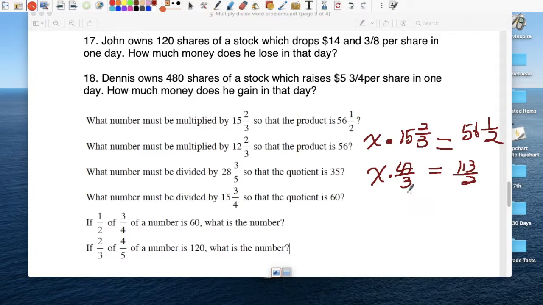So now, how do we isolate this? Remember when we were doing one-step equations last year? So we want to divide this by 47 over 3. I'm going to divide both sides by 47 over 3. So what ends up happening is that these two simplify to 1, because 47 over 3 divided by 47 over 3 is just 1. And 1 times x is simply x. So on the other side, we actually have to do the problem. So remember what that is? It's 113 over 2.